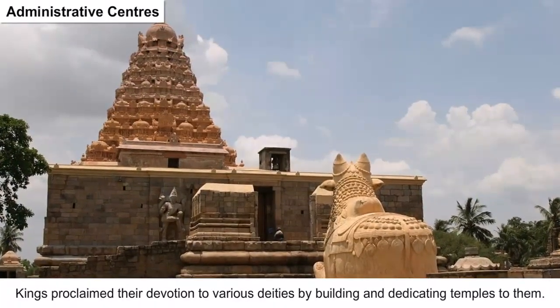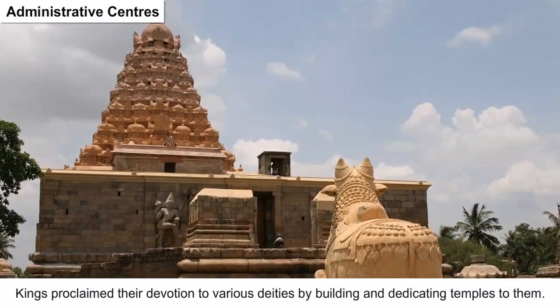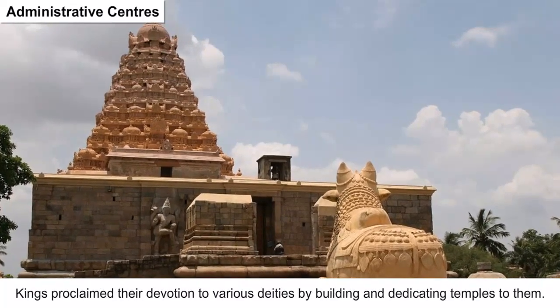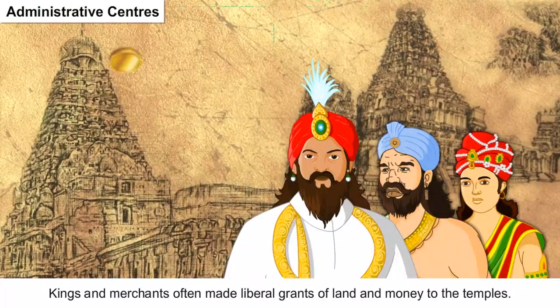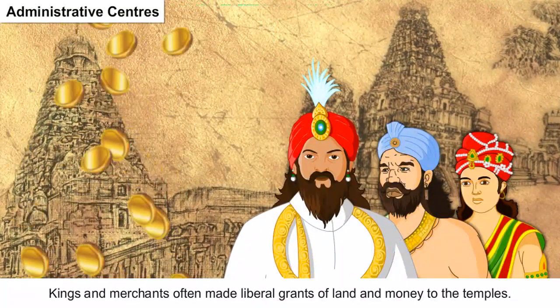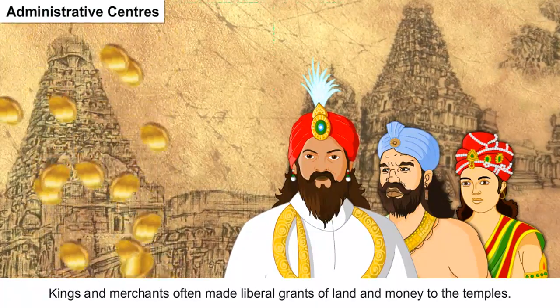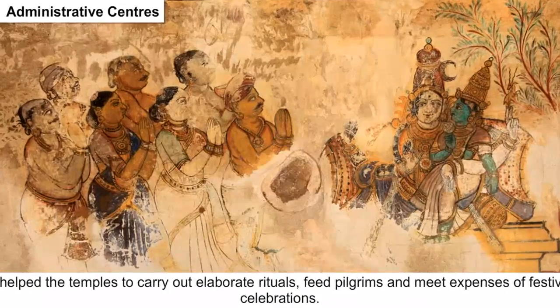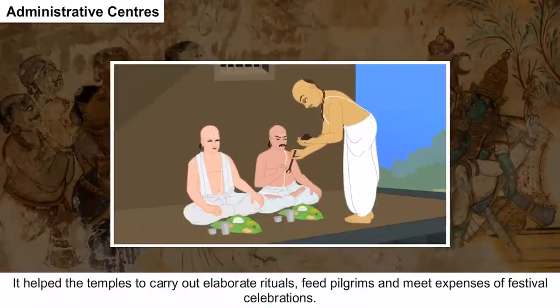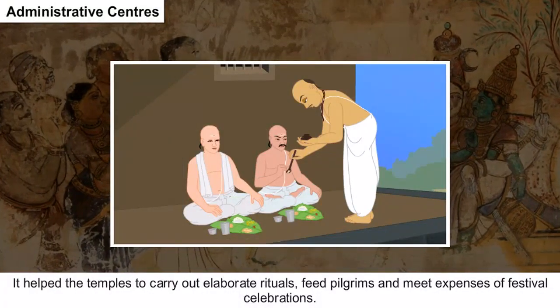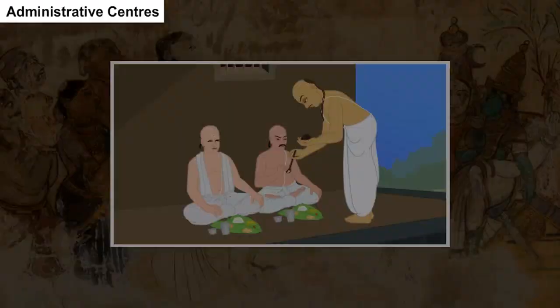Kings proclaimed their devotion to various deities by building and dedicating temples to them. Kings and merchants often made liberal grants of land and money to the temples. It helped the temples to carry out elaborate rituals, feed pilgrims, and meet expenses of festival celebration.